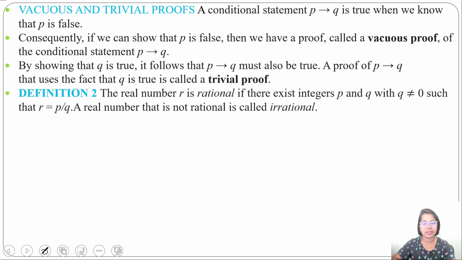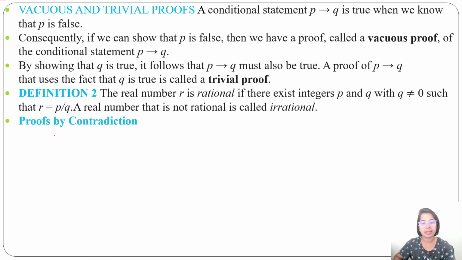Let's see one definition. Definition 2, it's about rational and irrational numbers. The real number r is rational if there exist integers p and q with q not equal to 0 such that r equals p divided by q. A real number that is not rational is called irrational. If you can write a number in p divided by q format, then that is rational. 1 by 2, that is rational. The number that is not rational is irrational.